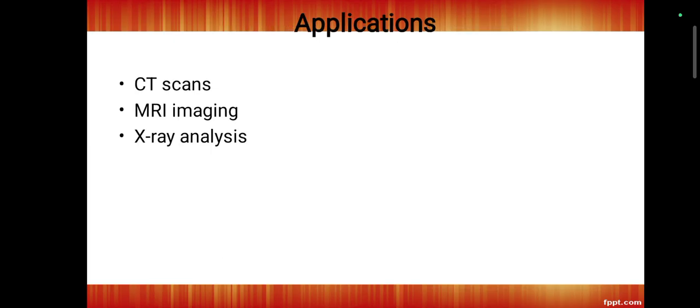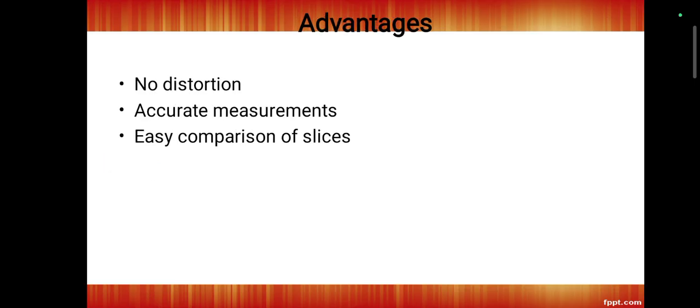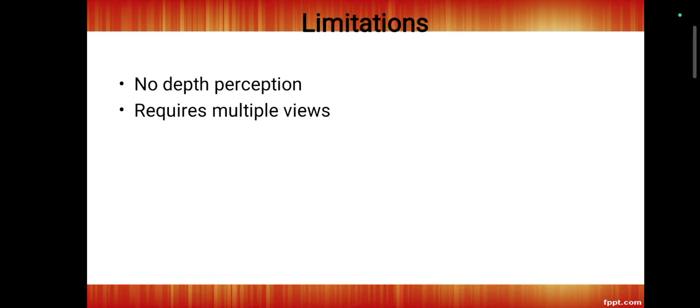The main applications of orthogonal projection are in CT scans, medical imaging, X-ray imaging, and MRI imaging. The main advantages are that there is no distortion, it is used for accurate measurements, and it allows easy comparison with slices. It is used in medical images to identify the X and Y coordinates to represent 2D images as 2D data and 3D data. The main limitations are no depth perception and the requirement of multiple views.